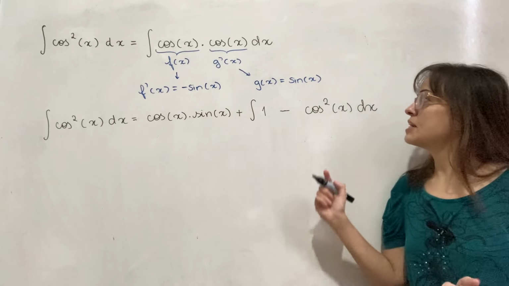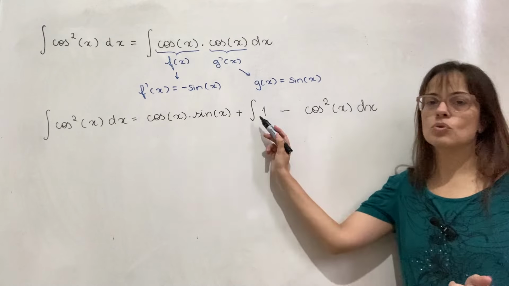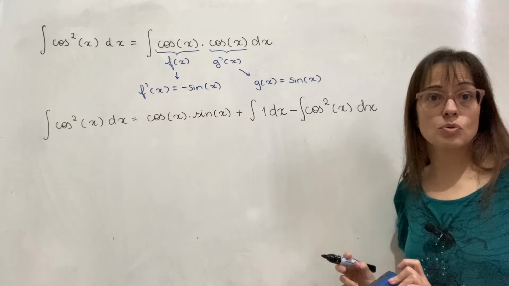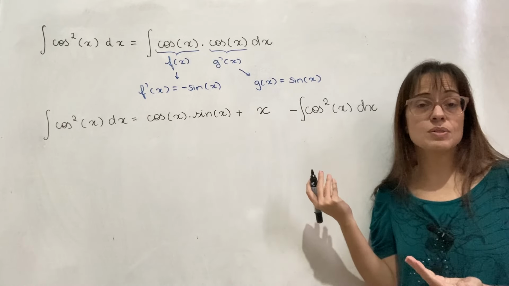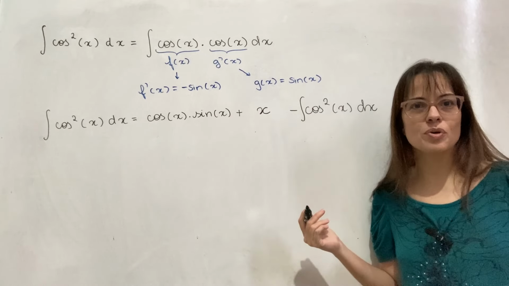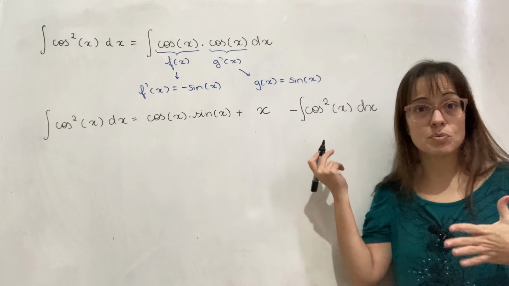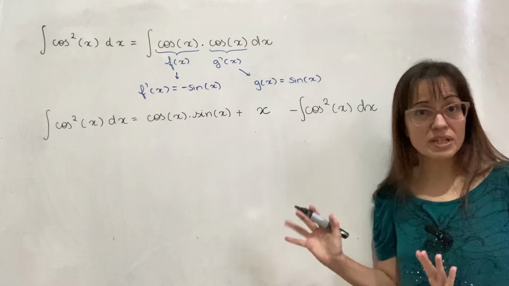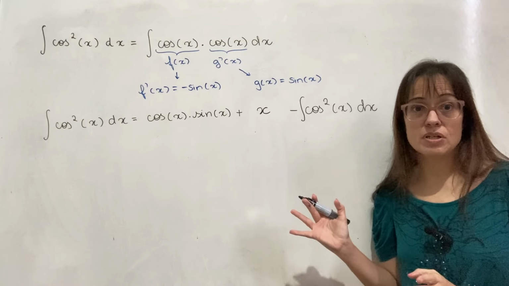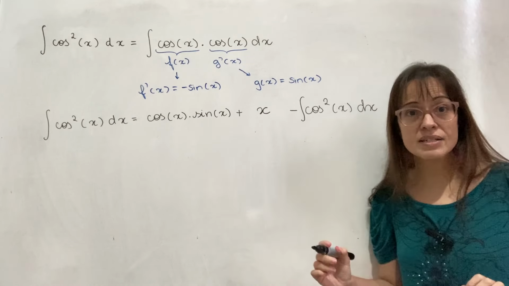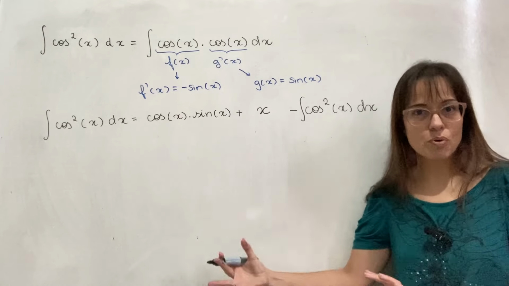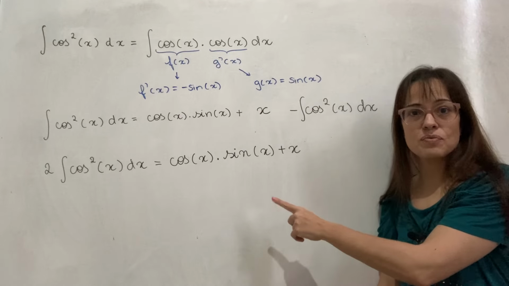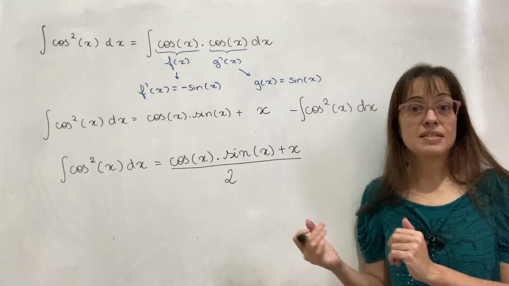The next step is to separate this integral into two integrals. The first one is easy because it's just the integral of 1. And the second one is meant to make you feel like you're going nowhere because that is the exact same integral that you wanted to solve in the first place. But there is a brilliant trick that is going to happen here now, which is that I am going to add this integral to both sides of the equation here. And now I can just divide both sides of this equation by 2, and that's the answer.